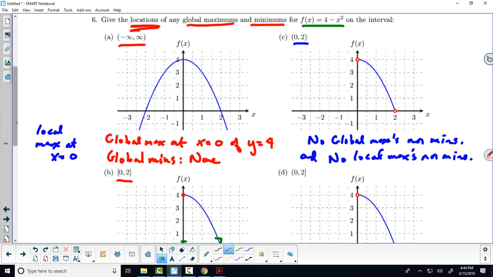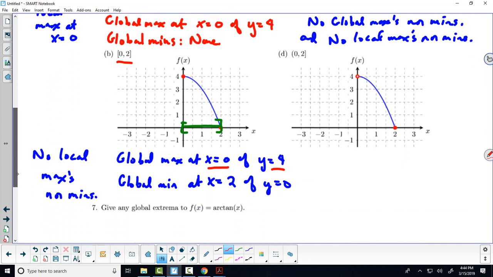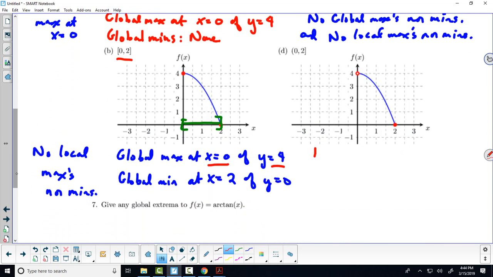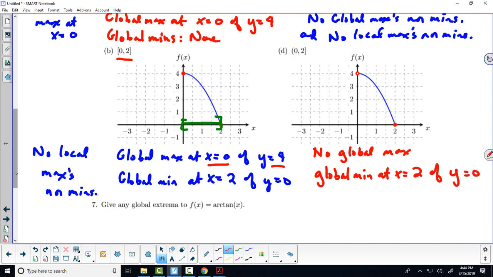Okay, let's look at D. So in D, we have no global max, and we have a global min at x equals 2 of the y value 0. All right.